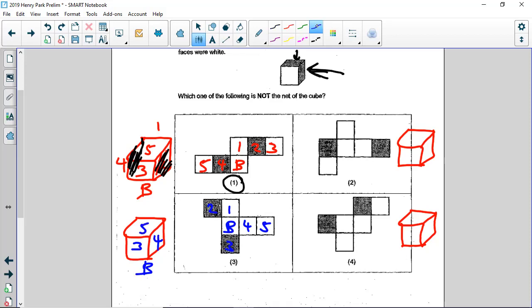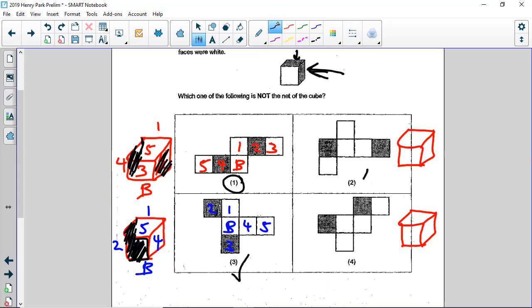And then where's your 1? Your 1 is behind. Where's your 2? Your 2 is on the left side. Then you look for the shadings. Let me use black color again. Number 2 is shaded, so this is the shaded face. And number 3 is in front. So does it look the same as the picture in the question? Yeah, it looks the same. So number 3 is the correct net.